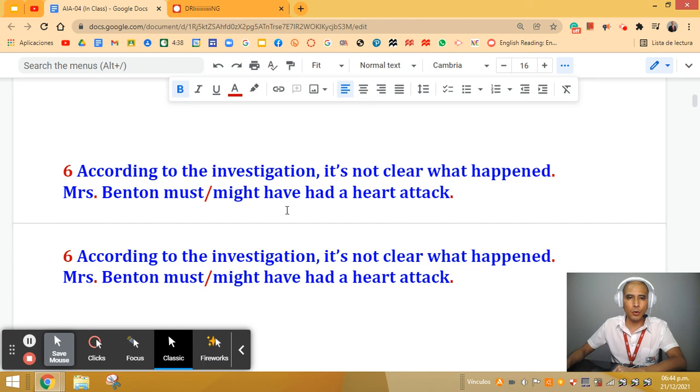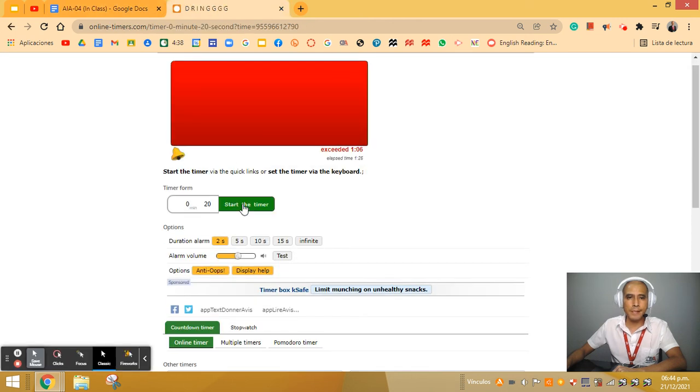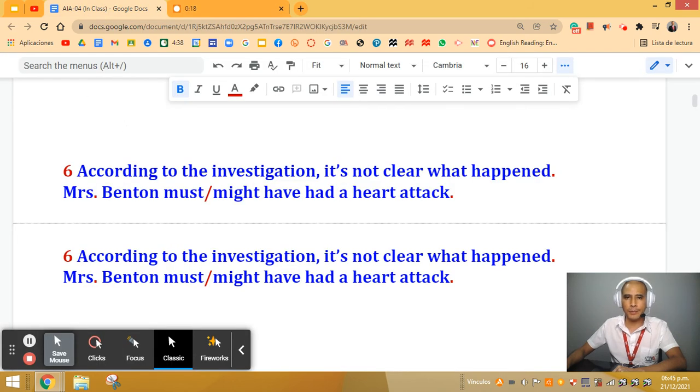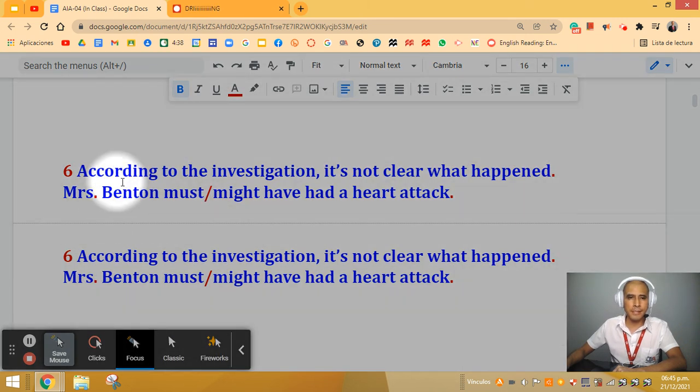Exercise number 6. Okay, I'm going to give you 20 seconds so you study and you analyze the sentence, the situation. Go ahead, please. Read very carefully the exercise and remember, try to find the keywords. They are going to help us in order to find the correct answer. All right, perfect. Let's analyze together. Number 6 says, according to the investigation, it's not clear what happened. Mrs. Benton, option number 1, must. Option number 2, might have had a heart attack.